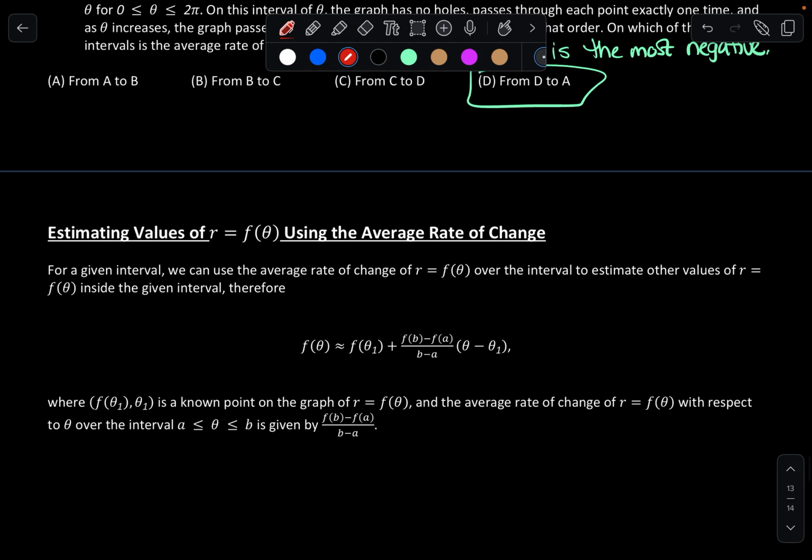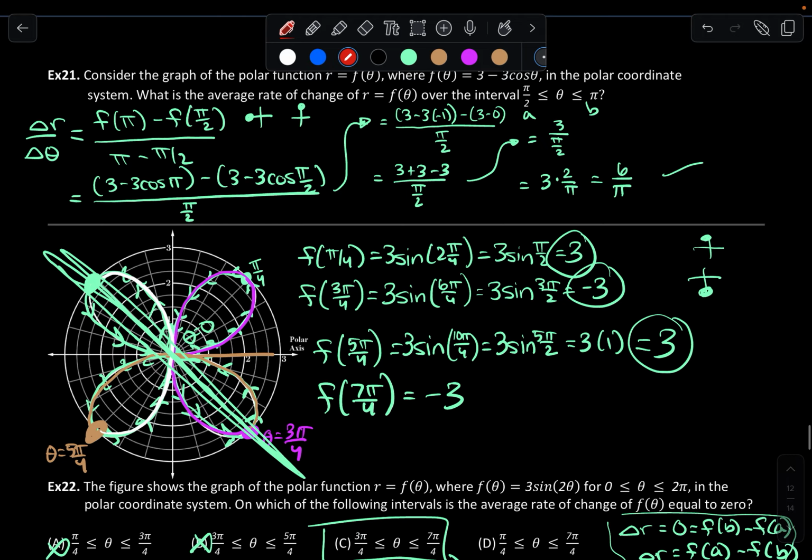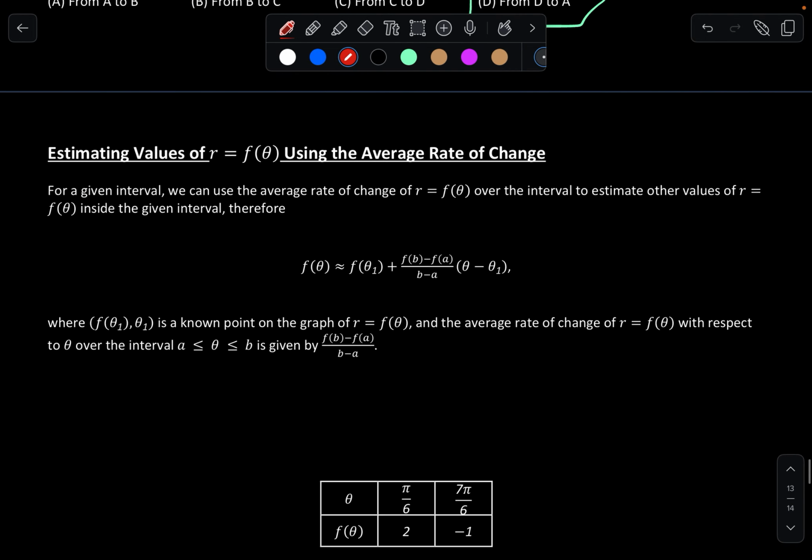All right, so this next one, you have a couple more problems. So this is estimating values of R using the average rate of change. So what we did up here in example 21, we're going to use for this part. For a given interval, we can use the average rate of change over the interval to estimate other values of R inside the given interval. Therefore, we have this thing.